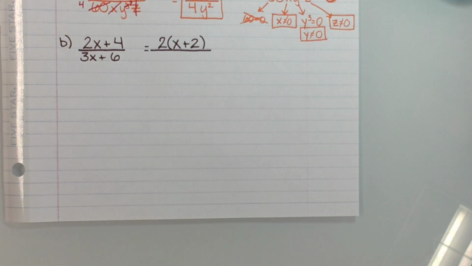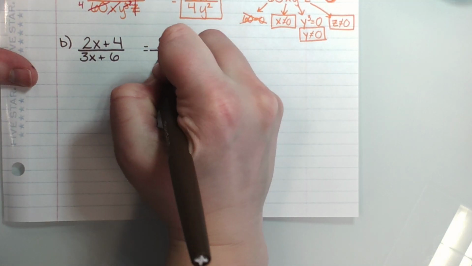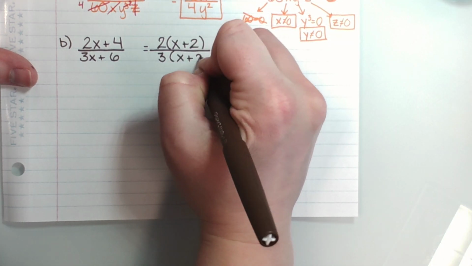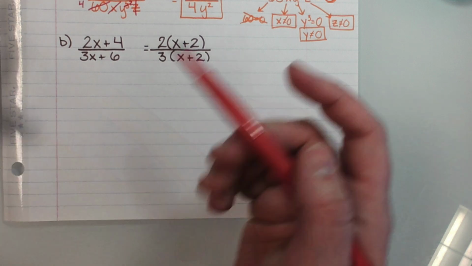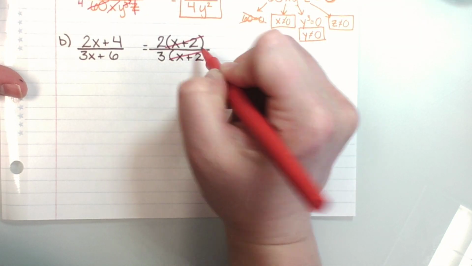Over. Can I factor the denominator? Yes, what's the GCF? 3. What am I left with? x + 2. Can I factor them any further? No. What's the biggest thing I can divide out of both the top and the bottom of the fraction? What do they have in common? They have an x + 2 on top and bottom. Those will cancel out.